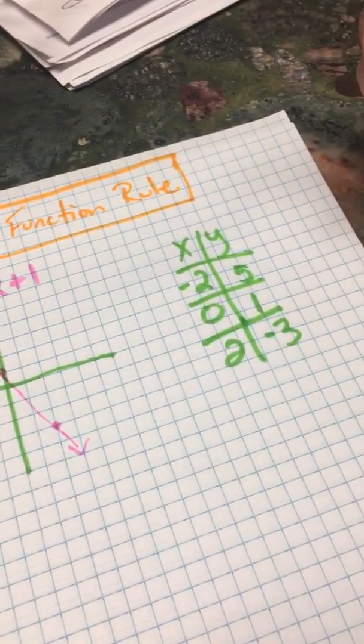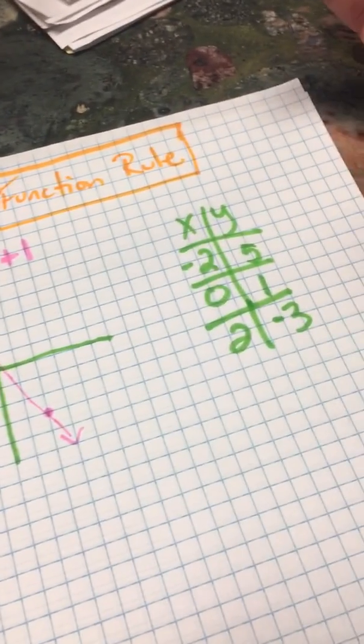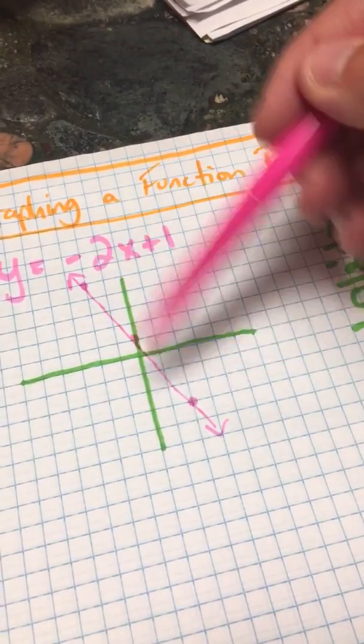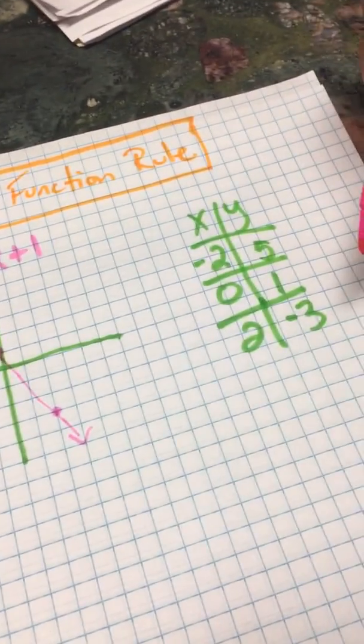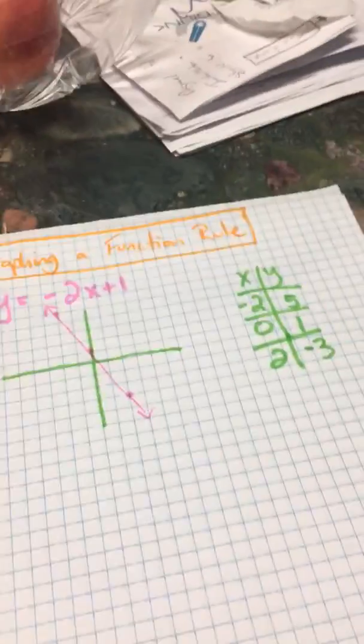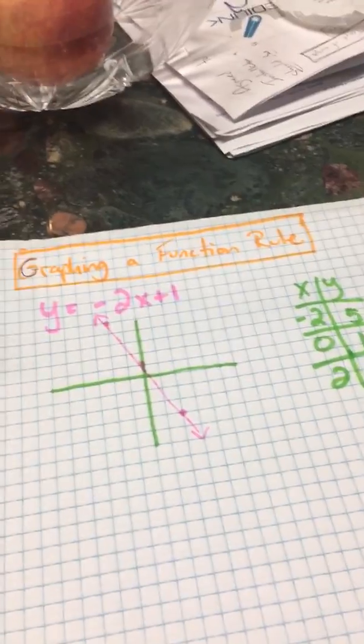Okay? How many points do you need? You can take as many as you want, but really 2 is the minimum. But you don't want to stop at 2, because if you make a mistake, you don't know you made a mistake. So you want to have at least 3 points with linear equations.